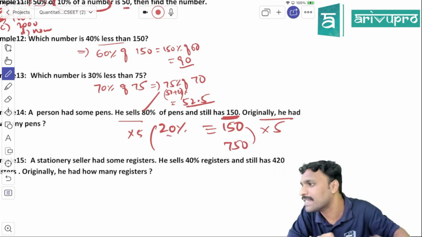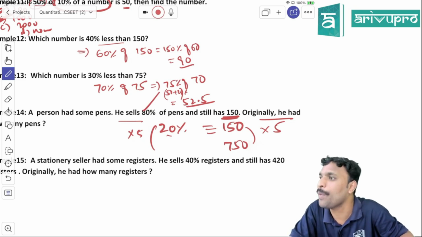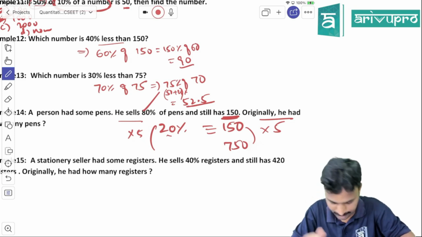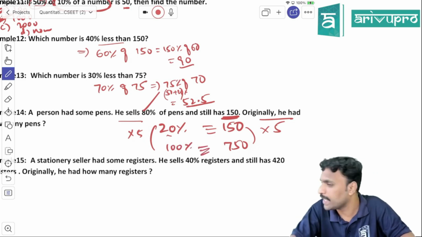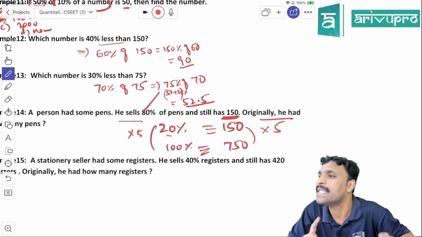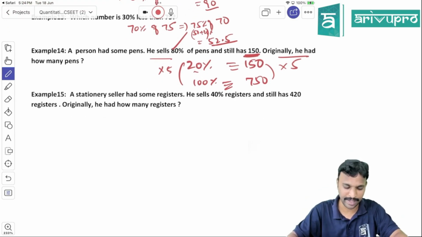How do you make 20 as 100? Why do we need 100? Because originally how many pens did he have? 100% only. So 100% is nothing but 750. Initially he had how many pens? 750 pens. Clear? Same as that question.